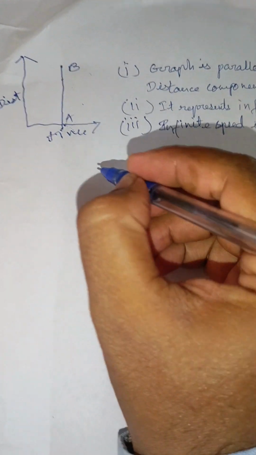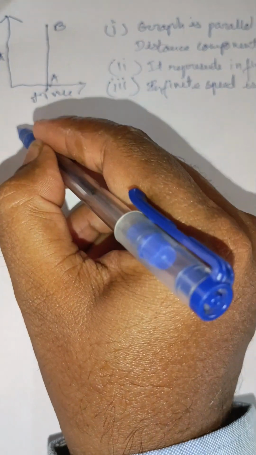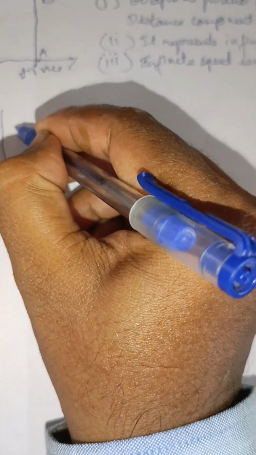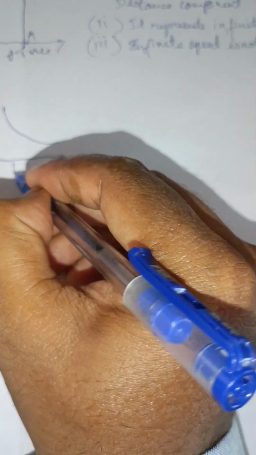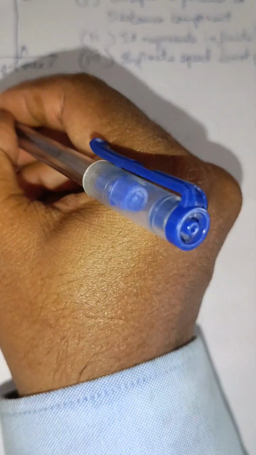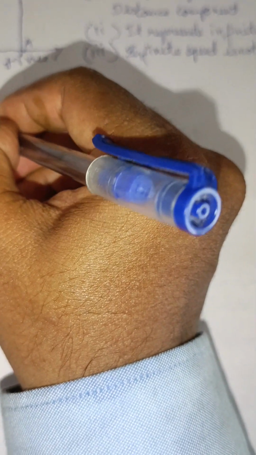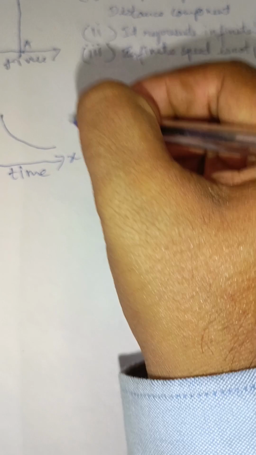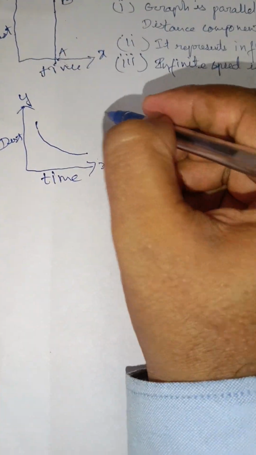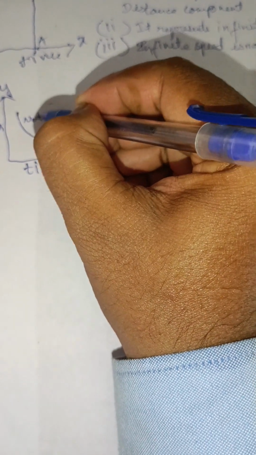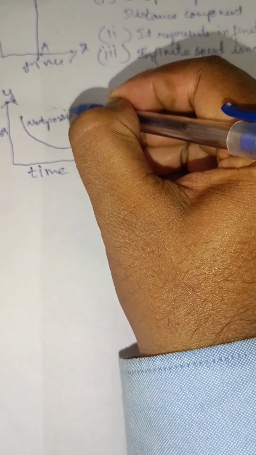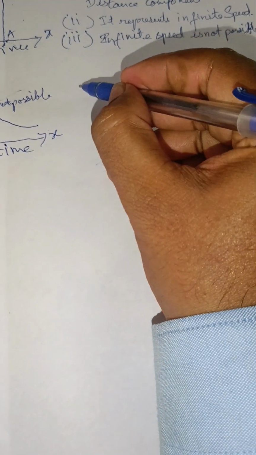And the next graph we are going to represent here. This is my time component and this is my distance component. This is my x-axis, this is my y-axis. In this graph, it is also not possible. Point number 1 is also not possible. So why is it not possible?